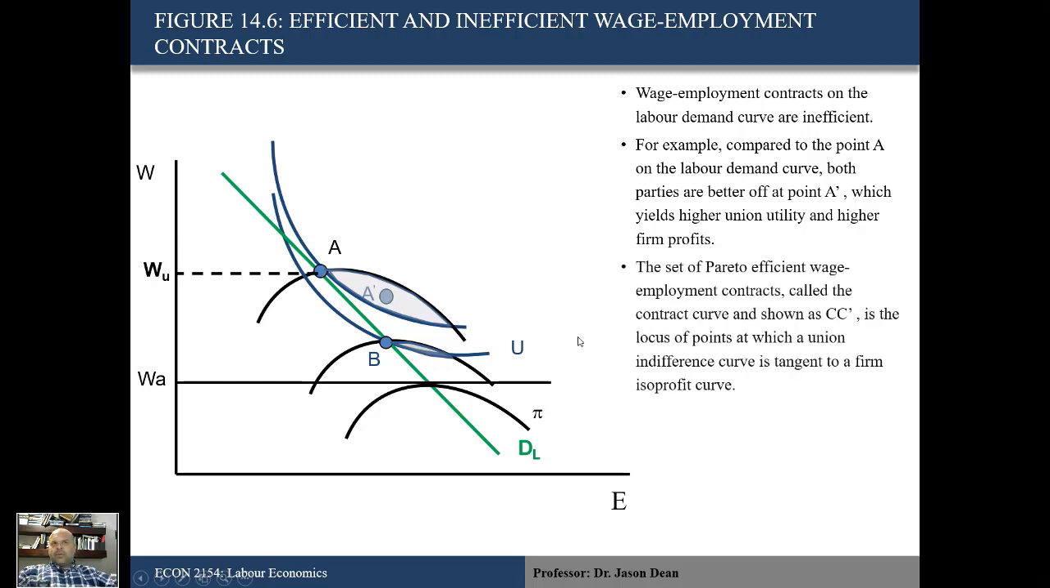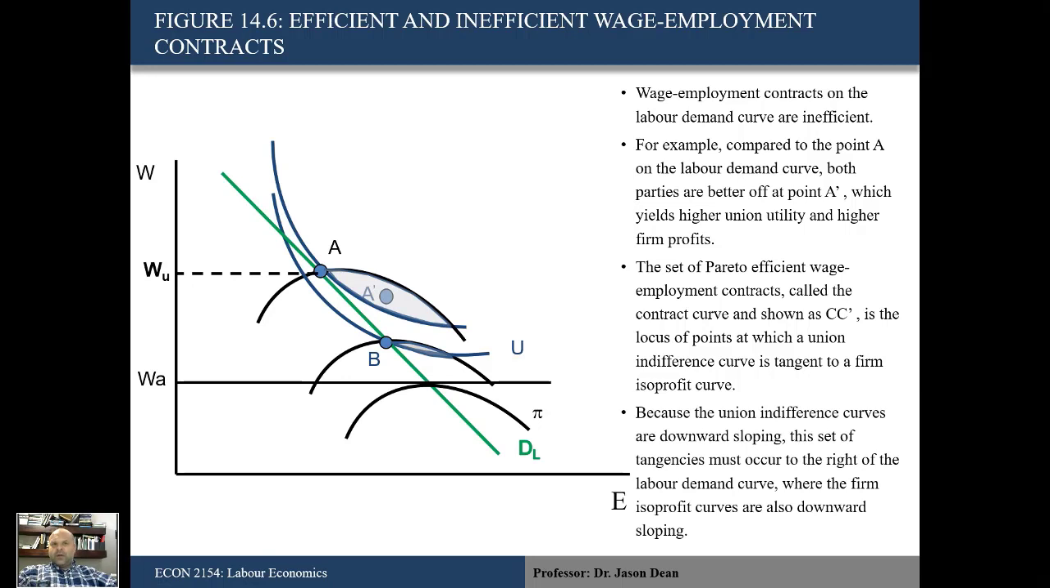The set of Pareto efficient wage employment contracts we're going to call the contract curve, and represent it with CC prime. This would be the locus of points at which the union indifference curve is tangent to the firm's isoprofit curve. One point would be this point here, A double prime, but we can imagine moving down, with a whole bunch of different indifference curves and isoprofit curves all being tangent. We would just pick different points on the curve and do a similar exercise, and what we would get is the contract curve.